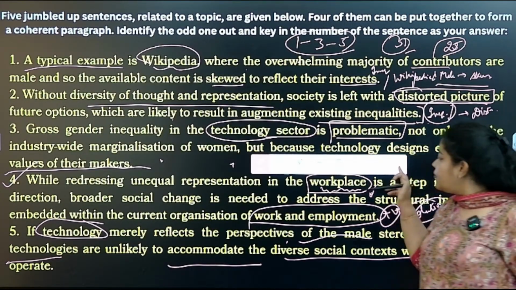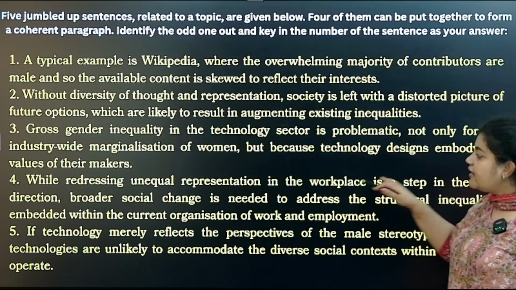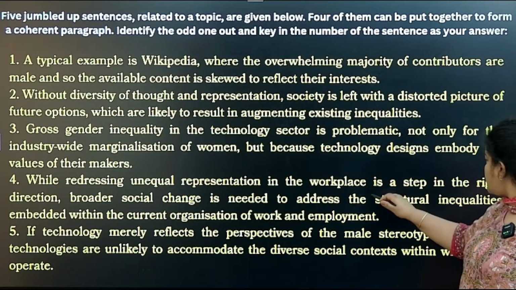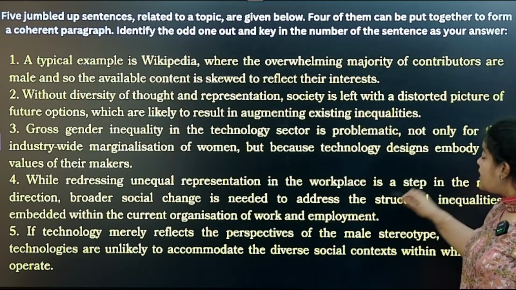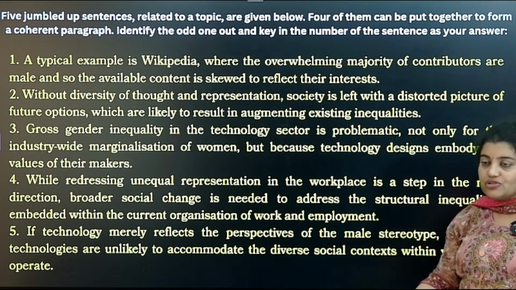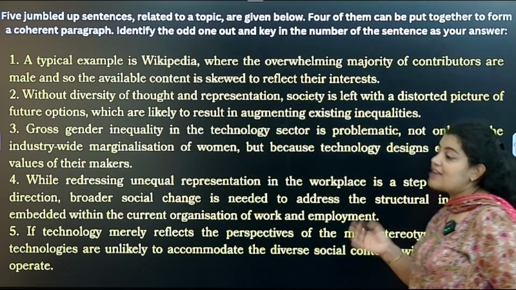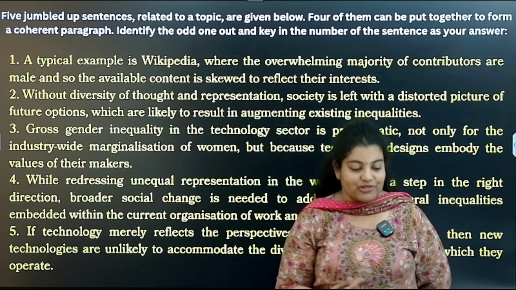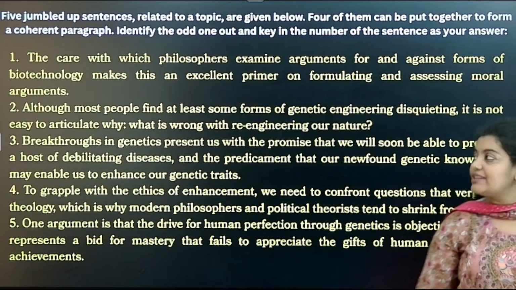So did you figure out why the fourth is an odd one out, right? So it is talking redressing unequal representation in the workplace is a step in the right direction, okay? Broader social changes needed. It is more giving you the solution, okay? Whereas the rest of the other sentences are not talking about the solution, they are actually talking about the problem. So a subtle change in a topic makes the sentence an odd one out. Try this question now.